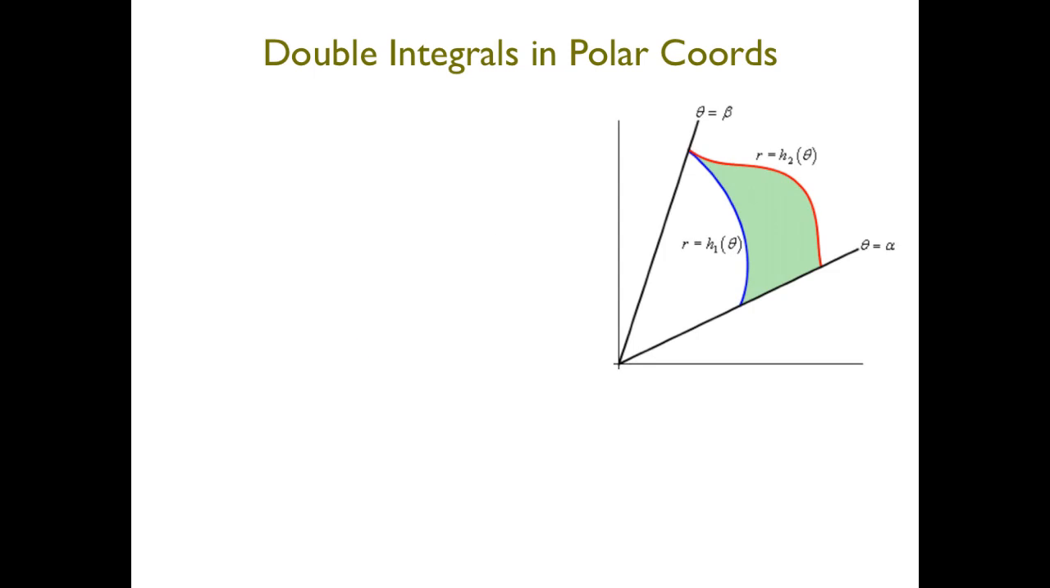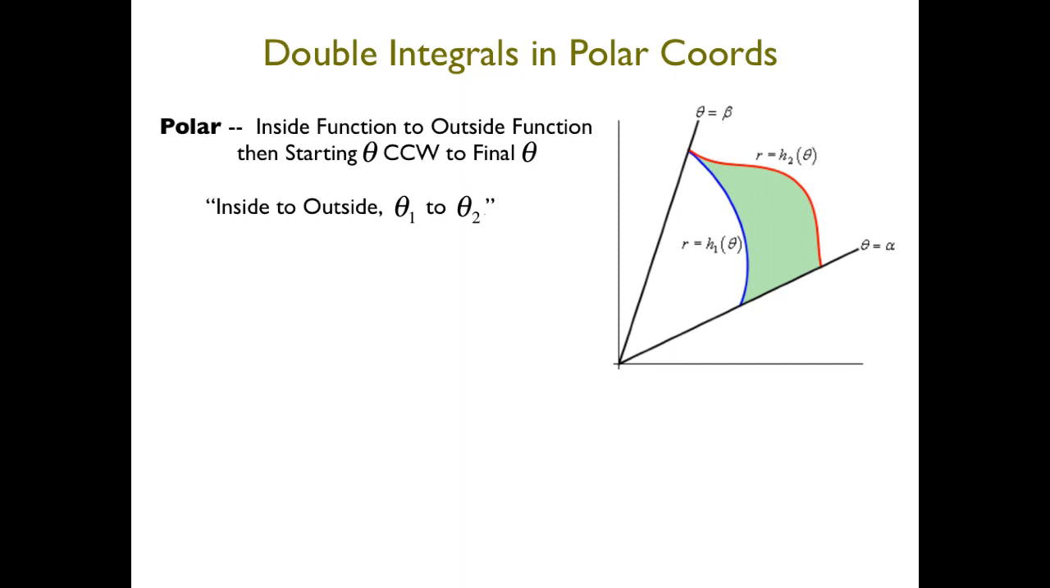All right, so here's just a summary of what we said. Polar is that we're going to do inside function to outside function, inside to outside. And then theta 1 to theta 2, or starting theta to final theta, which normally will be counterclockwise. So inside to outside, that's our dr, and then starting theta to final theta to create that whole region. So we said the order is dr d theta, but then the question is, what is dA? What is a little bit of area in polar coordinates?